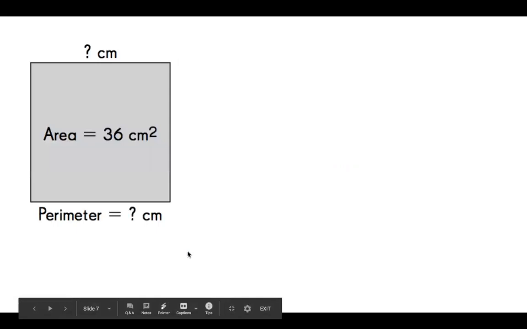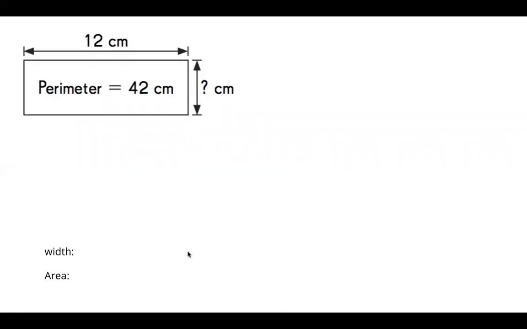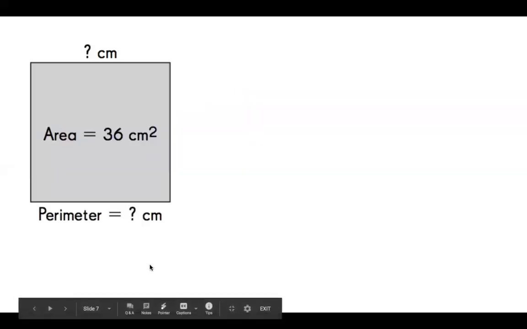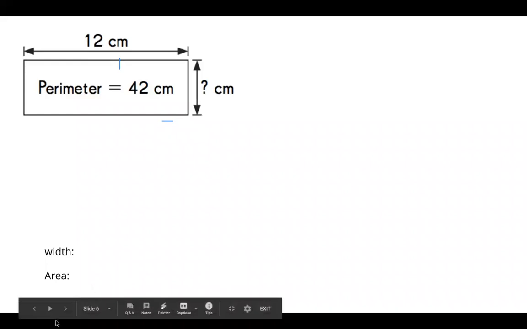Okay, this one says the area is 36 and I want to find the perimeter. So this, I'm just going to tell you right now, is a square. So that means that all the sides are the same.